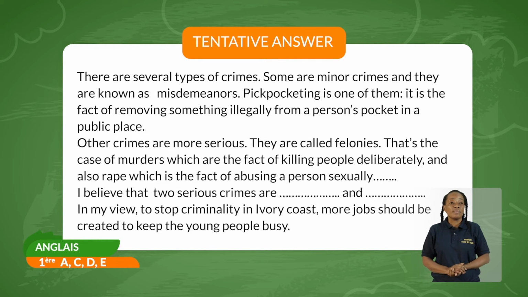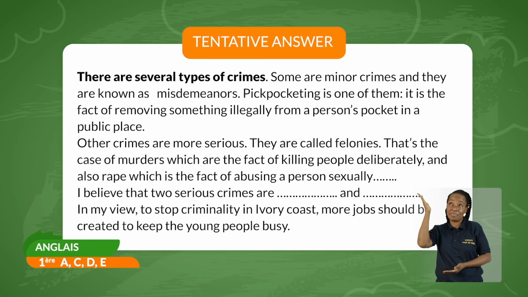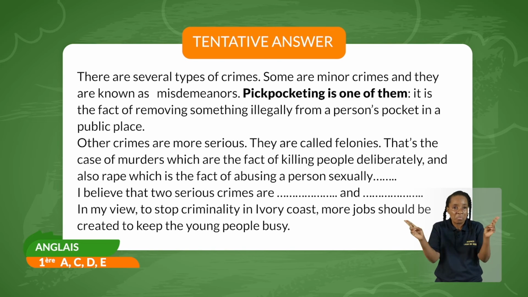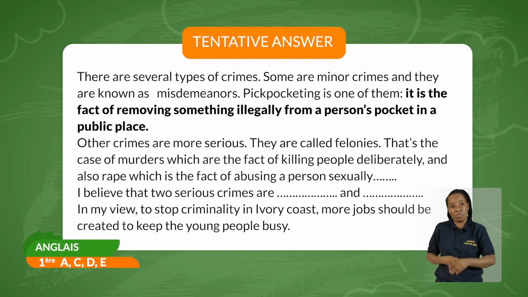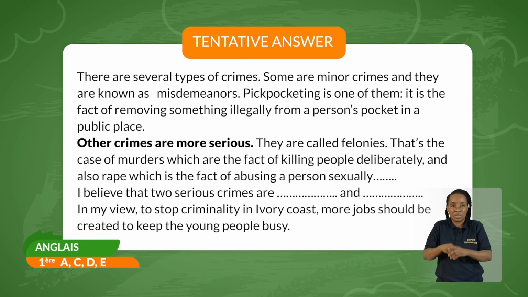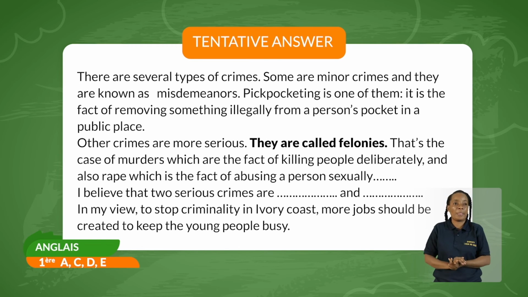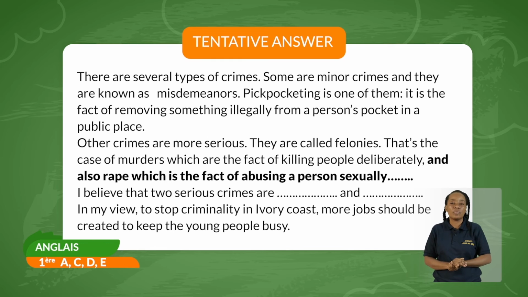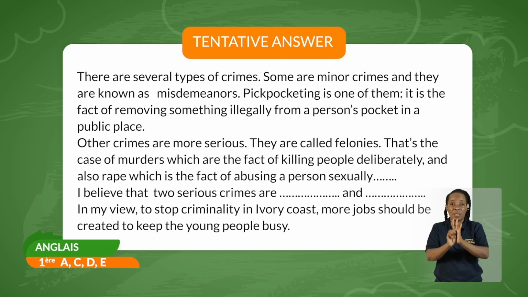Now, let's look at a tentative solution, how you can write that. This is just an example. There are several types of crimes. Some are minor crimes and they are known as misdemeanors. Pickpocketing is one of them. It is the fact of removing something illegally from a person's pocket in a public place. Other crimes are more serious. They are called felonies. That's the case of murders, which are the fact of killing people deliberately, and also rape, which is the fact of abusing a person sexually, okay, and so on. You can continue with the list.